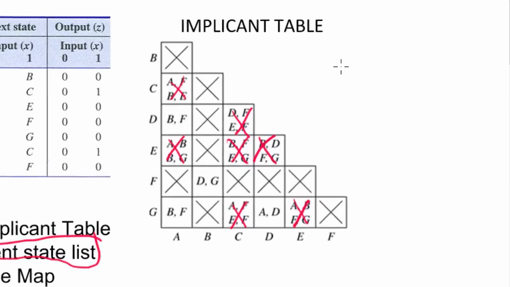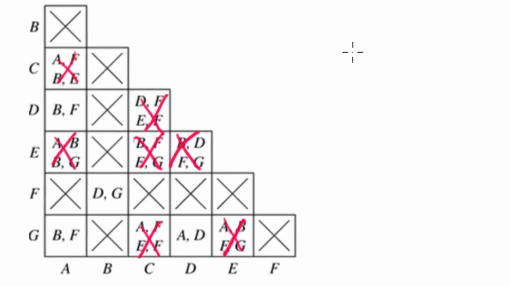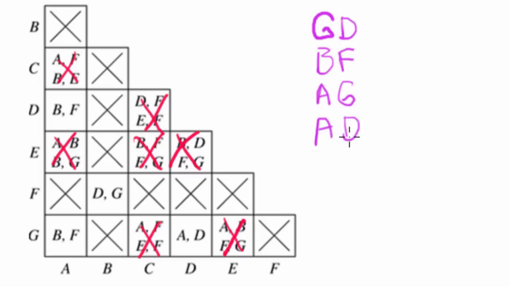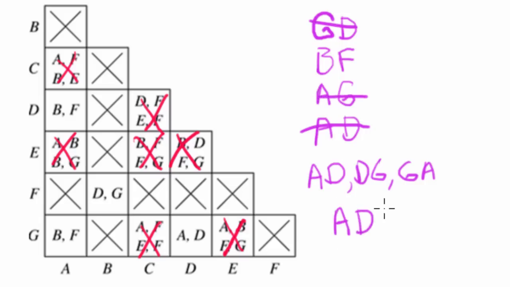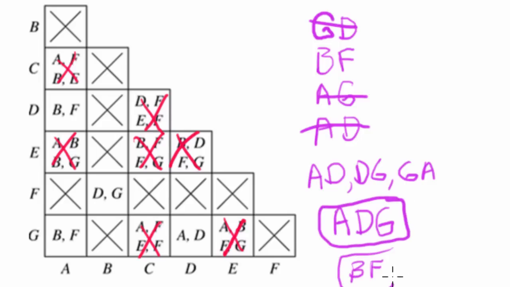Okay, so now I'm going to build the equivalent state list. So I'm going to start right here. I know that G and D can equal each other. So I'm just looking where there's no X's. B and F can equal each other. A and G can equal each other. A and D can equal each other. So now I can go from A to D, that's with this one, and then from D to G with this one, and then from G back to A with this one. So I know that G, A, and D are an equivalent state. That's one state. And B and F are equivalent states.